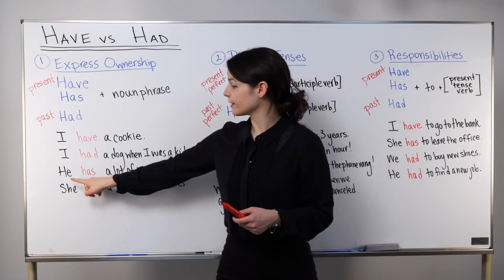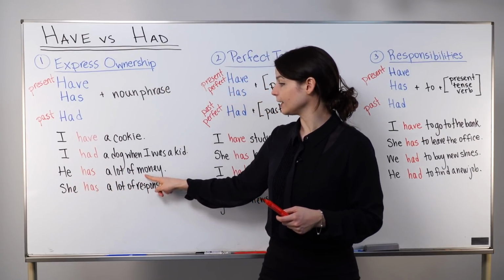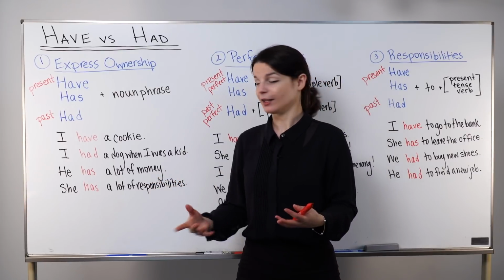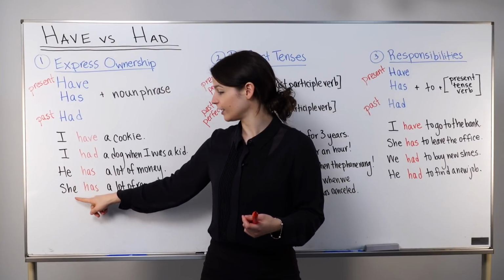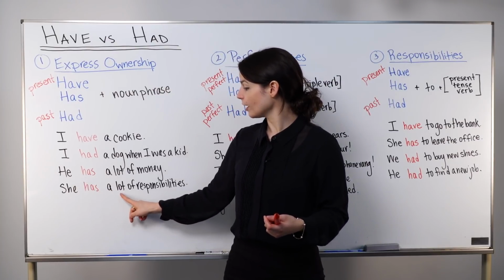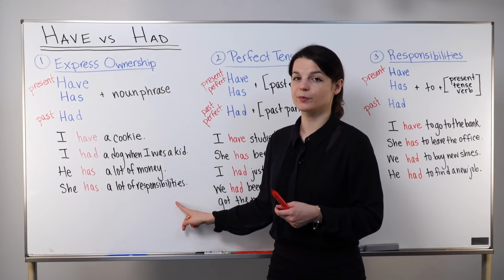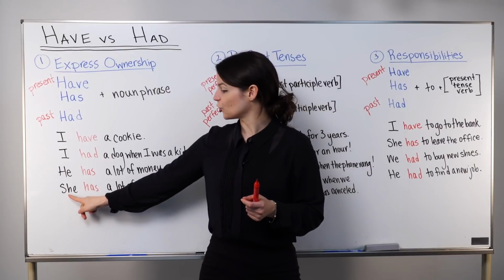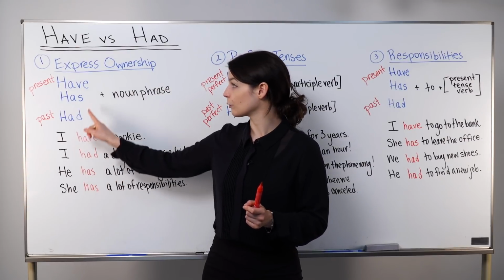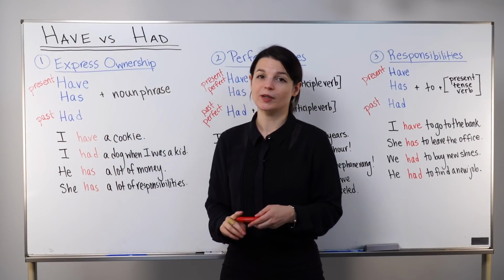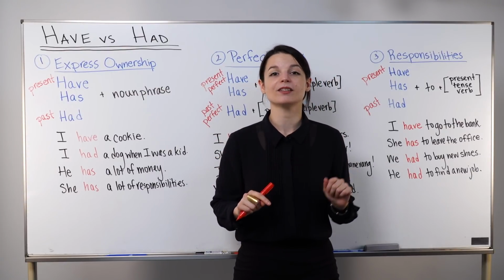Here are some examples where the subject is he and she. He has a lot of money. We use has because the subject is he. Finally, she has a lot of responsibilities. Again, the subject is she, so we use has instead of have. This is only for the present tense. So this is the first use of have and had to express ownership.